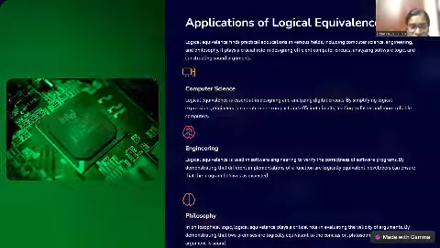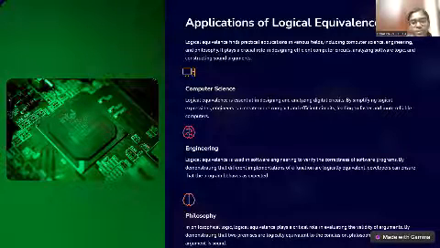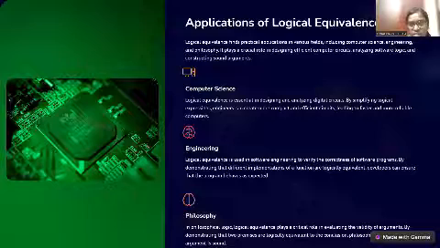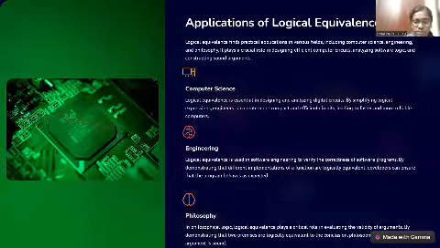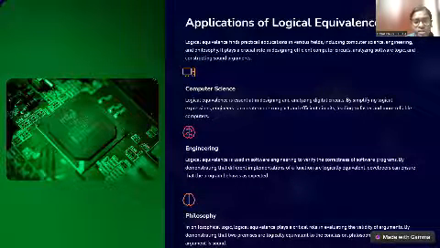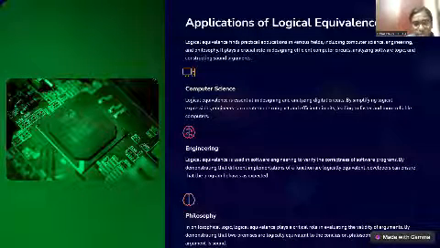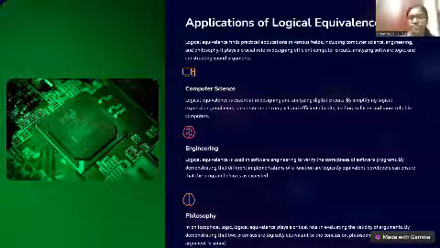In engineering, logical equivalence is used in software engineering to verify the correctness of software programs by demonstrating that different implementations of a function are logically equivalent. So developers can ensure that the program behaves as expected. In philosophical logic, logical equivalence plays a critical role in evaluating the validity of arguments by demonstrating that the premises are logically equivalent to the conclusion, making the argument sound.